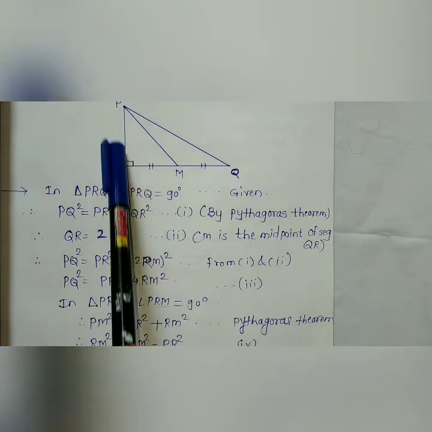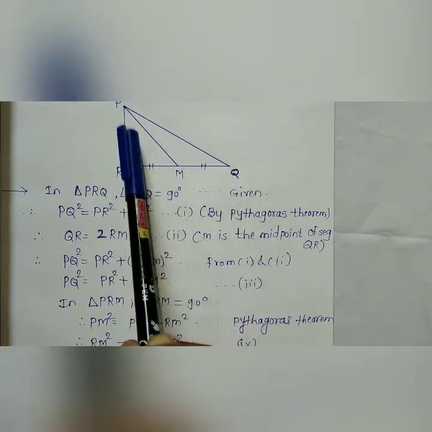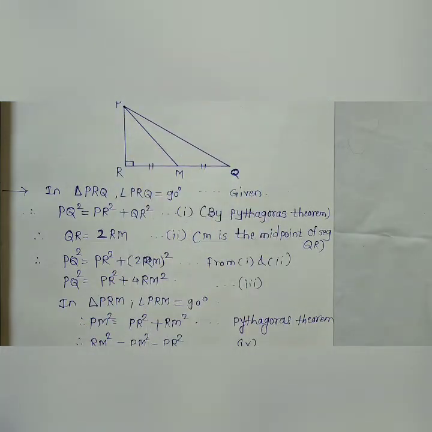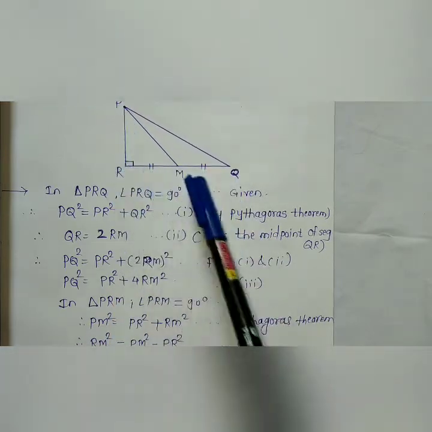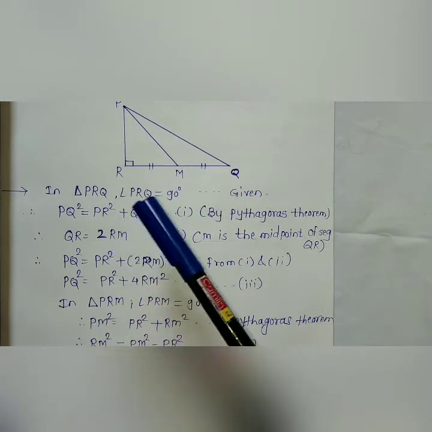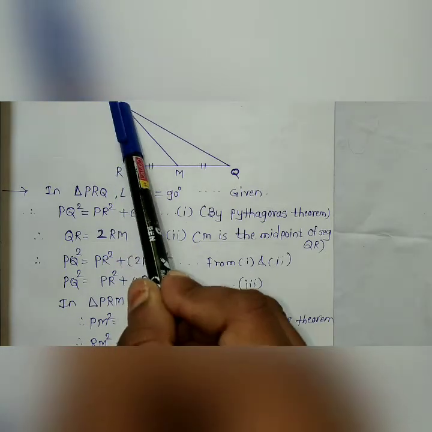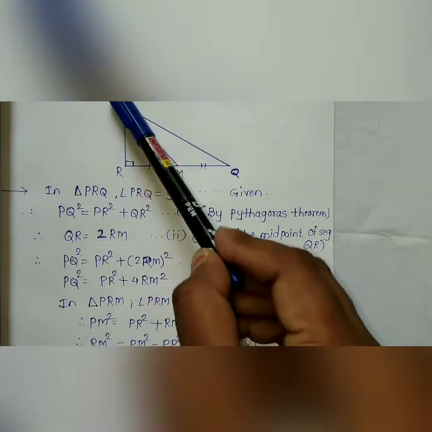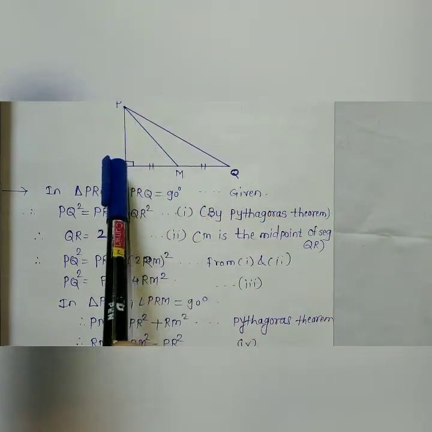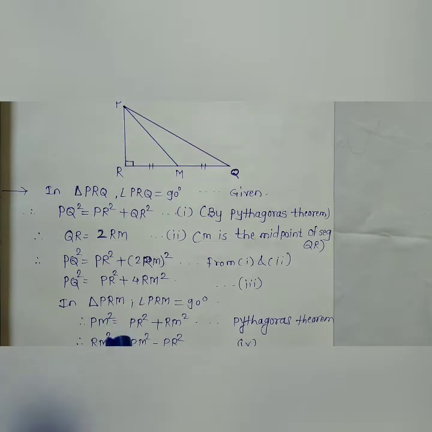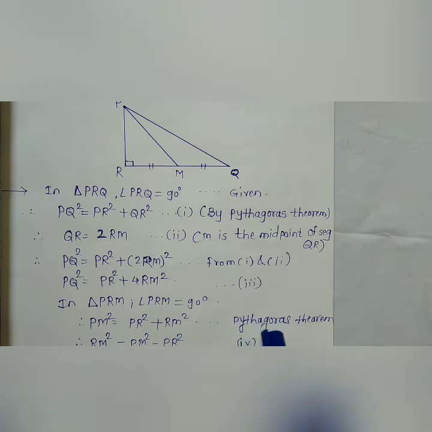Again, in this figure there are three triangles. The first is PRM, the second is PMQ, and the third triangle is PRQ. Therefore, in triangle PRM, angle PRM is also 90 degrees. Therefore, apply Pythagoras theorem to triangle PRM. Here, PM is the hypotenuse and the remaining two sides are PR and RM. Therefore, PM square is equal to PR square plus RM square. The reason is the Pythagoras theorem.